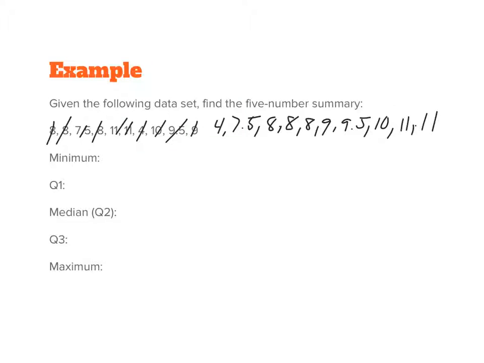Once I have that, I can find my minimum value of 4. I can find my maximum value of 11. The median or quartile 2 of the whole data set, again, 1, 2, 1, 2, 1, 2, 1, 2. Now it's right in the middle of these two. So since they're not the same number, I have to add them together and divide by 2. That's going to get me a median value of 8.5.